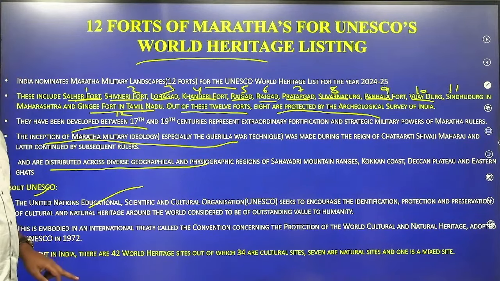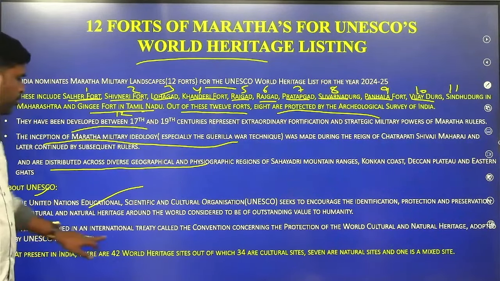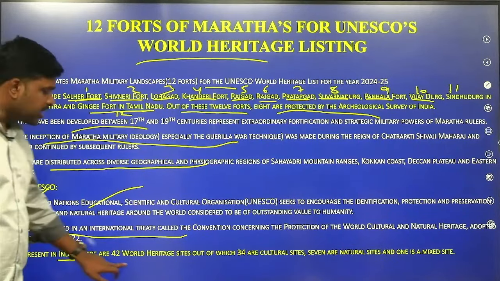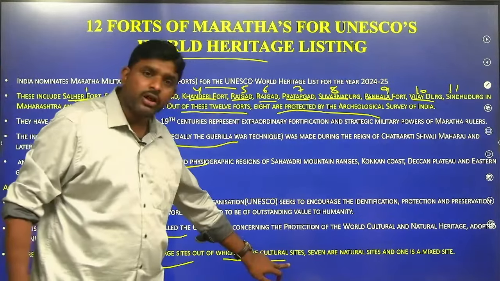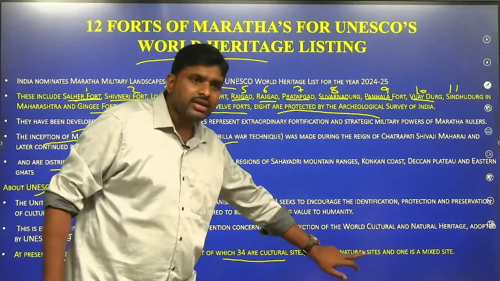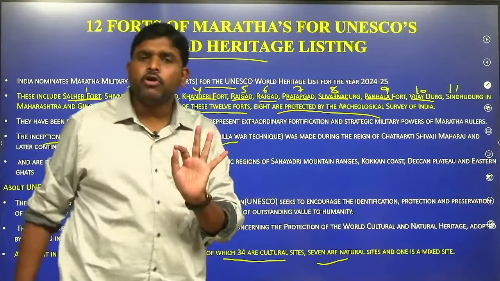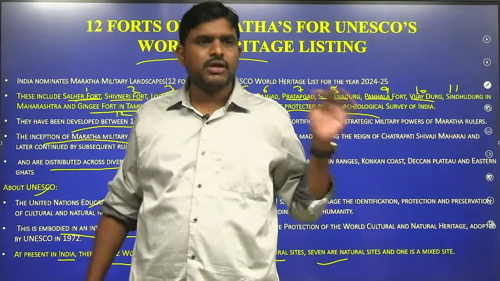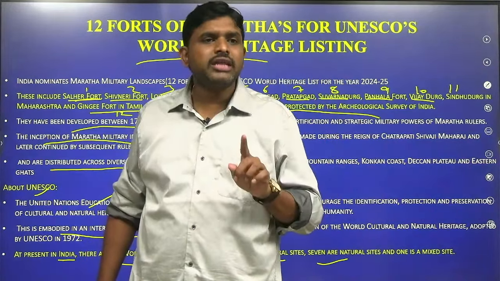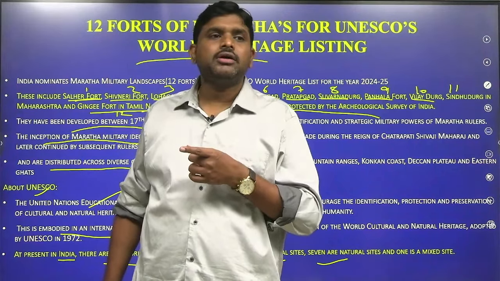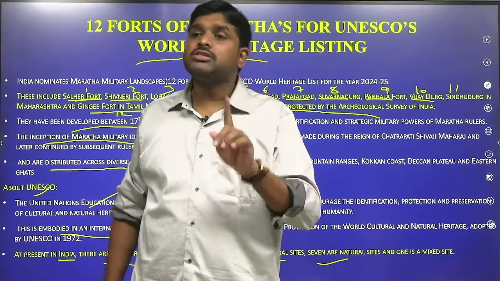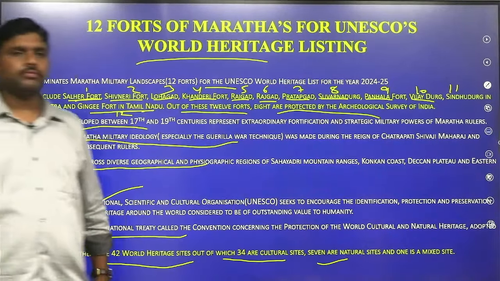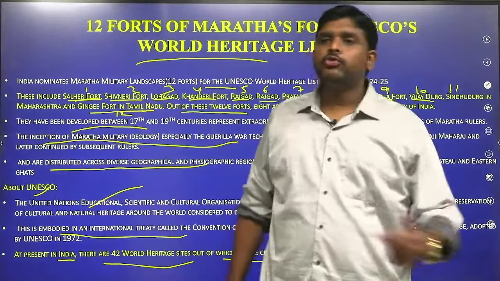UNESCO every year declares some sites as World Heritage Sites. It is an international treaty called the Convention concerning the Protection of the World Cultural and Natural Heritage. In India there are 42 World Heritage Sites, of which 34 are cultural sites, like the Taj Mahal, 7 are natural sites, like Manas Tiger Reserve, and 1 is mixed. So now how many are recommended? 12 are recommended.